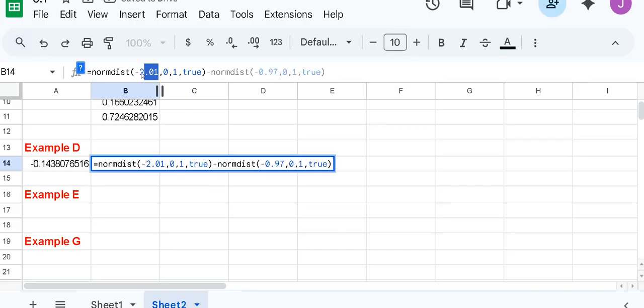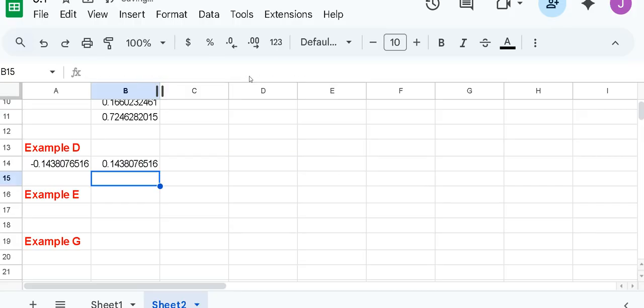So you don't need to fix it. All you need to do is just drop the negative sign. That's fine. There's going to be stuff like that. Negative 2.01. So there we go. That looks a little bit better. Maybe you feel better doing it that way. So about 0.1438.